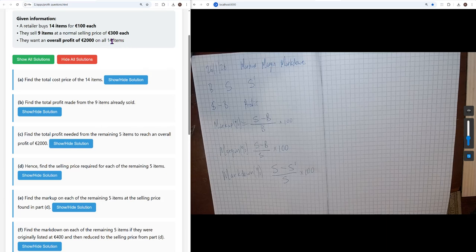Maybe we're going to reduce the price and generate goodwill, or maybe we need to get them gone, depending on how big they are. There's all sorts of logistics to why you might want to sell stuff off at a cheaper price and get rid of it quickly. Okay, find the total cost price of the 14 items. So this is just a straightforward product, 14 times 100.